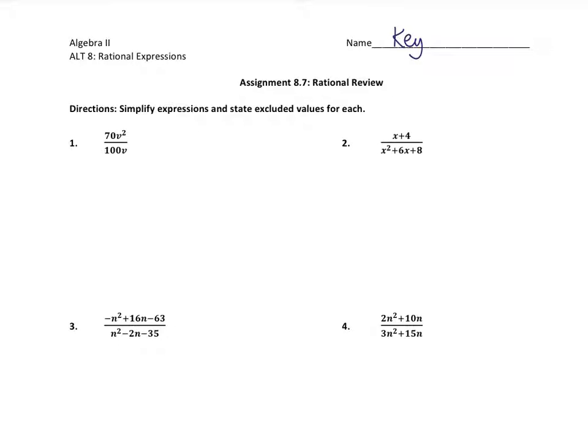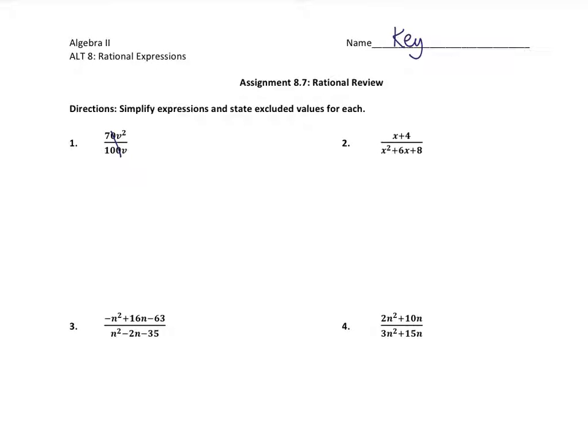So this is the Target 8 final review key. Our first problem, we've got 70 v squared over 100. We're going to reduce 70 over 100. Both can be divided by 10, which gives us 7 over 10.